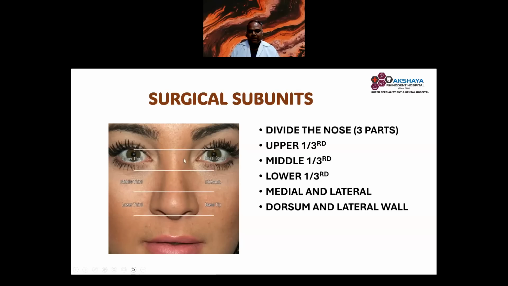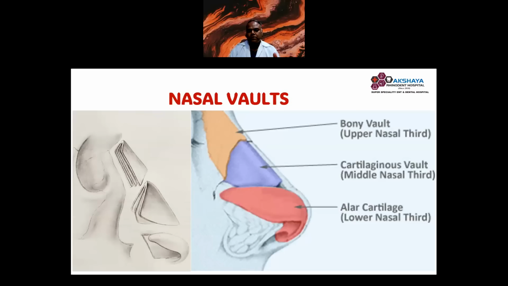So in the upper one third, if there is a bony framework deformity, you can do humpectomy or osteotomies. In the middle one third, you may have to do something like a spreader graft, and in the lower one third, you have to do the tiplasty or alar reduction. Like that, you can plan the surgery. You can divide the nose into three subunits.